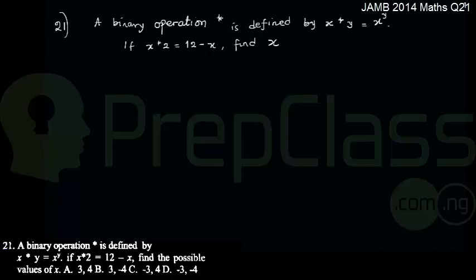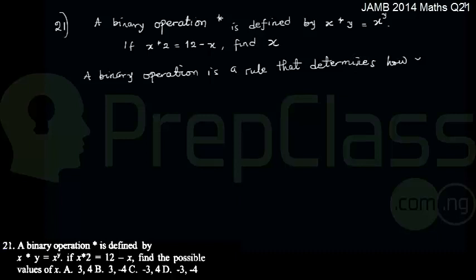A binary operation in mathematics is simply a rule of combining elements under a given set of conditions. So we need to realize that a binary operation is just a rule of how things should be combined, or how two elements should work. So a binary operation is a rule that determines how elements are combined.